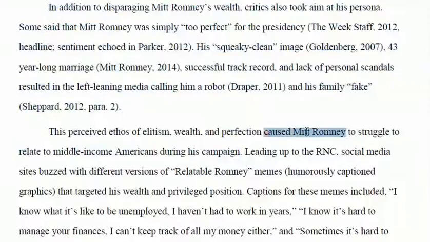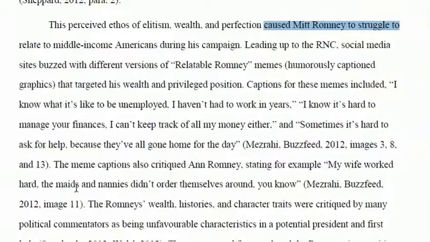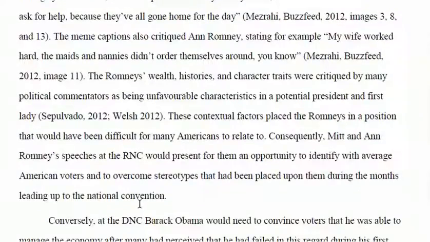And you can see here, this is important to making a challenge argument. This is putting yourself in the rhetor's point of view, in this case, Mitt Romney's perspective, that he's struggling to relate to middle-income Americans during his campaign. And we have proof that he was struggling to do this. People were making fun of his idea to be relatable. And people were critiquing his wealth.